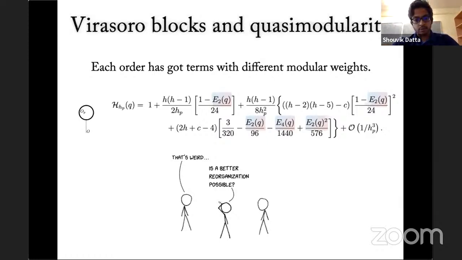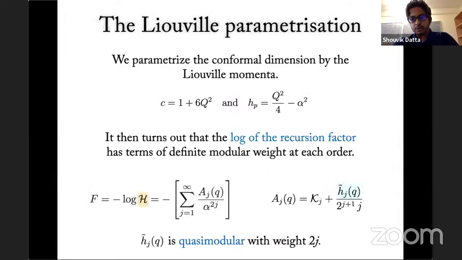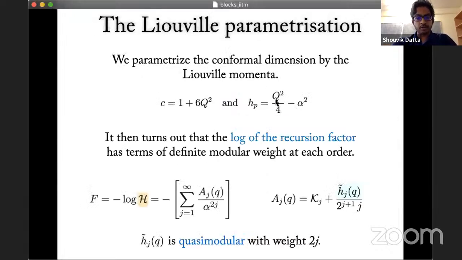So the next question you would like to ask is whether a better reorganization is possible that restores good modular features at each order in this expansion. And indeed, the answer turns out to be yes. That brings me to this Liouville parametrization. Instead of expanding the conformal block in the 1 over HP expansion, one can expand it in terms of the momentum of the vertex operators in Liouville theory. In Liouville theory, you can parameterize your central charge in this way, and also parameterize your conformal dimension in this manner, where alpha is the momentum.